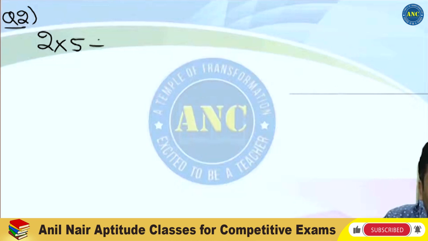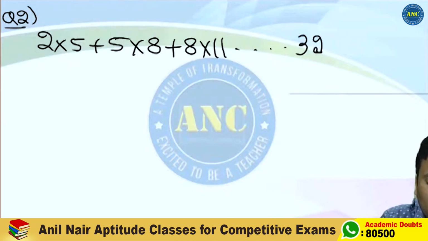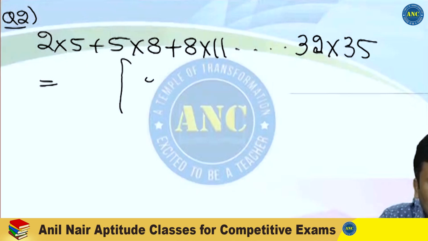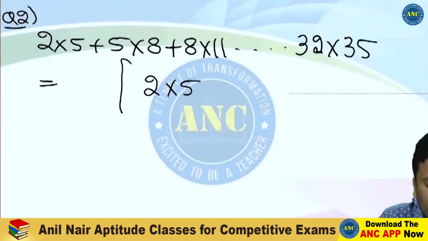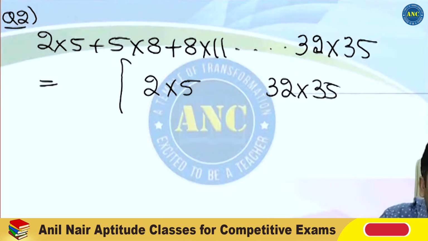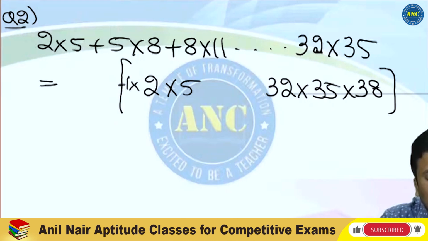2 into 5 plus 5 into 8 plus 8 into 11, and so on up to 32 into 35. Please drop your pens and say the answer orally. This is 2 into 5, this is 32 into 35. 2 numerical values should become 3. The difference is 3. 3 units to the left of 2, 3 units to the right of 35.